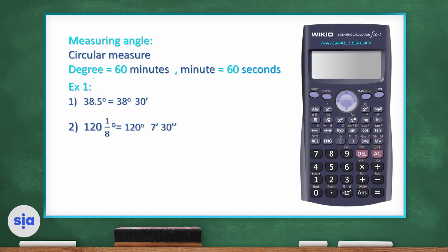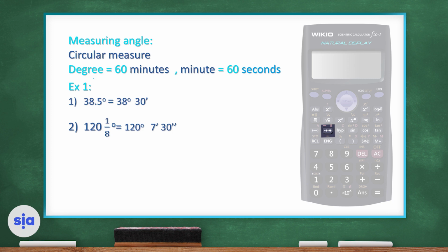You type on your calculator 38.5, after you press equal, then you press the degrees, minutes, and seconds button that is there under the square root. It's the button that is under the square root. If you press on it, it will appear that it's 38 degrees, 30 minutes, and 0 seconds.